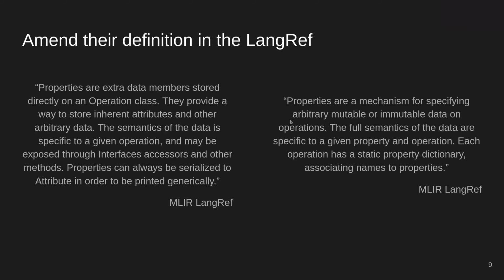No. The one thing is, if you see on the language graph, they basically say they are stored directly on the operation class. So it implies too many details about C++. I strongly disagree. Could you let me finish? There are too many details here: interfaces, accessors, and other methods. So the first thing I would like, on a pure semantic basis, is that it's just a mechanism to specify arbitrary data. Let's remove the idea that they need to be serialized to an attribute. That shouldn't be in the language graph. That is a detail of our implementation, or a constraint on our implementation.